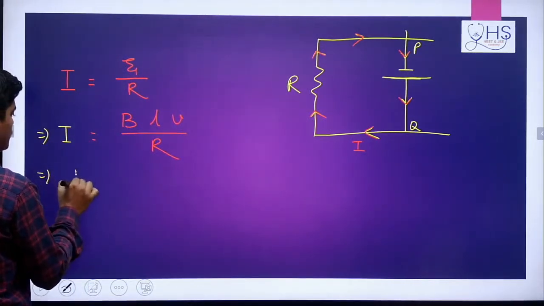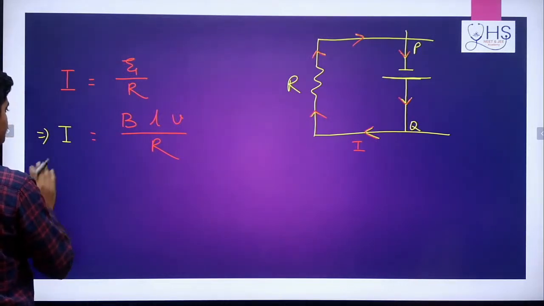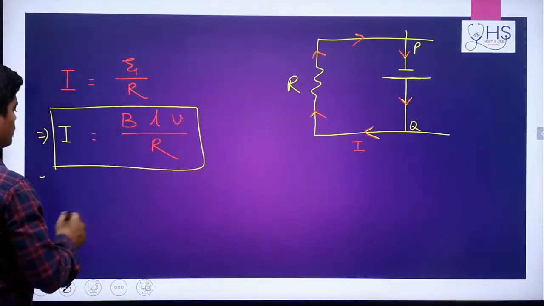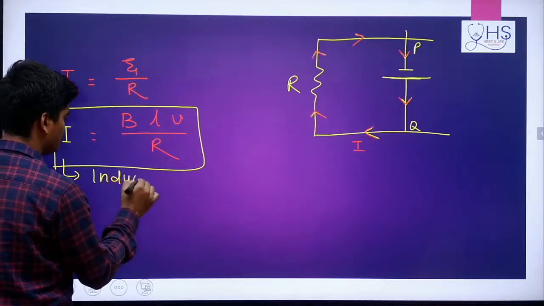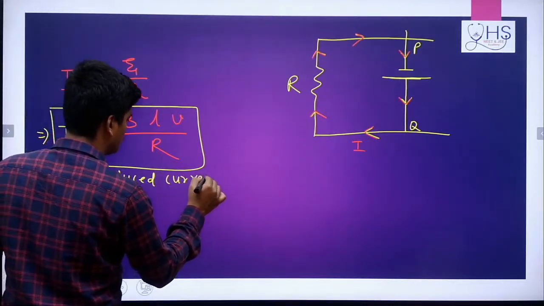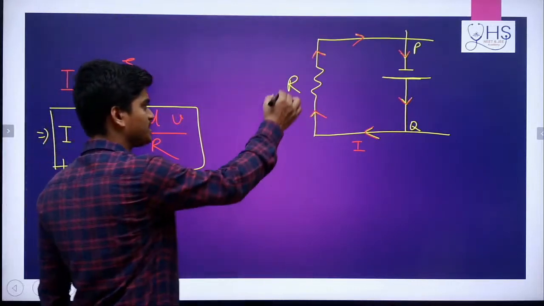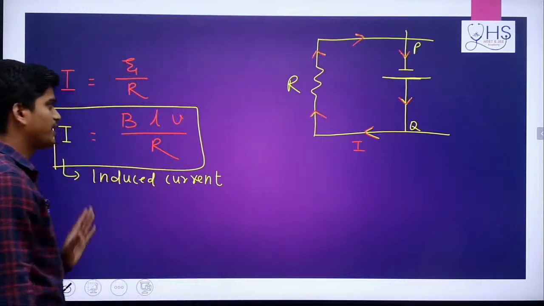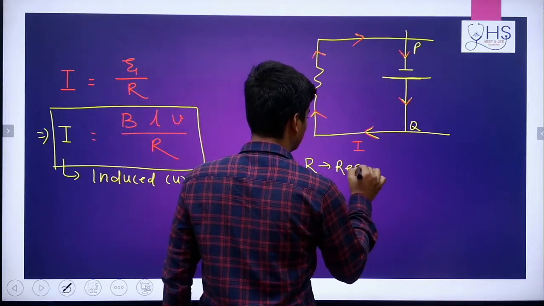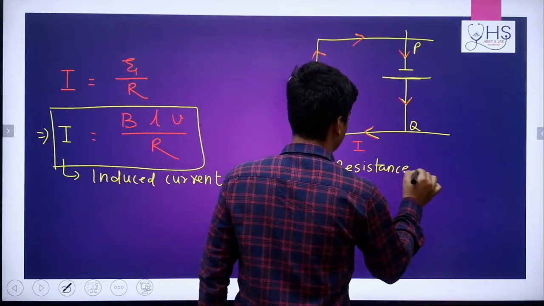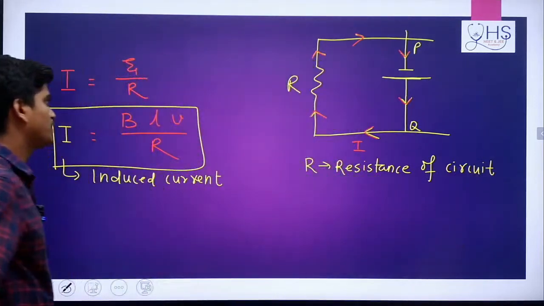So I equals BLV by R. You can keep it in a box. This is the amount of induced current in the circuit. You can take the resistance as small r also, but here I have taken capital R, which is the resistance of the coil, the resistance of the circuit. So that is the induced current flowing in the circuit.